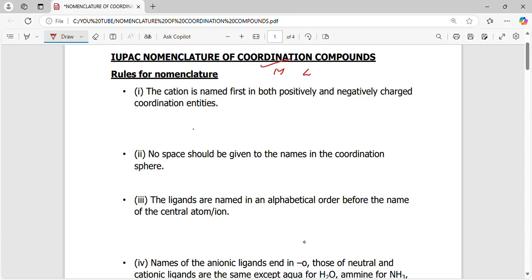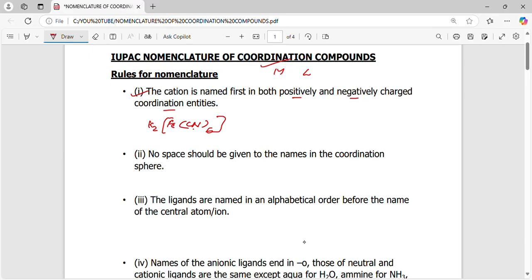So let's start with the first rule. The first rule is that the cation is named first, in both positively and negatively charged coordination entities. I'll use an example to explain this rule. Let's take the example of K2[Fe(CN)6]. This is a coordination compound.